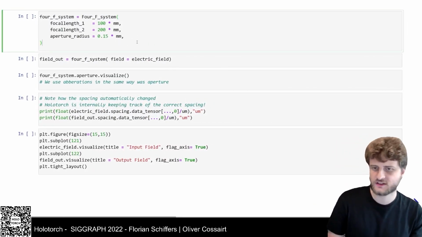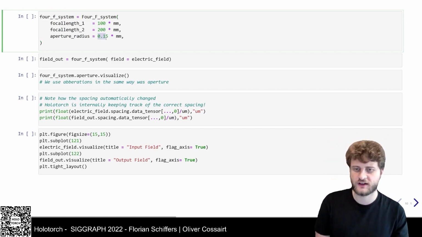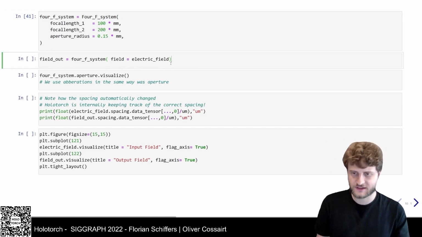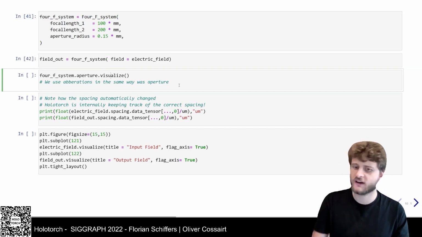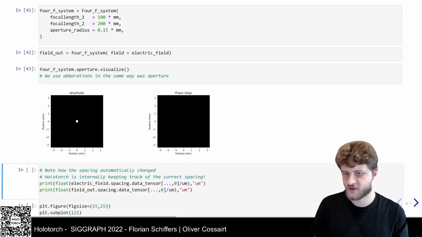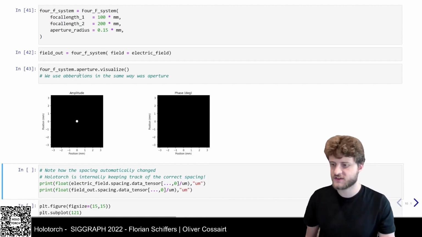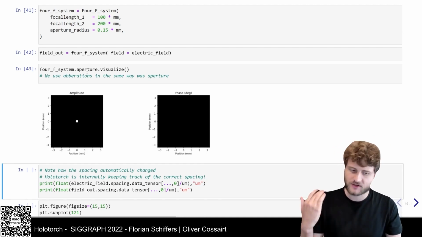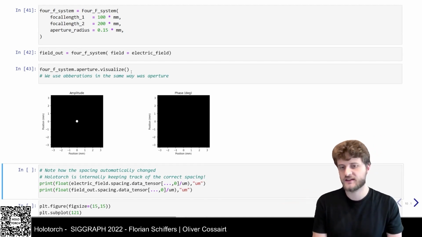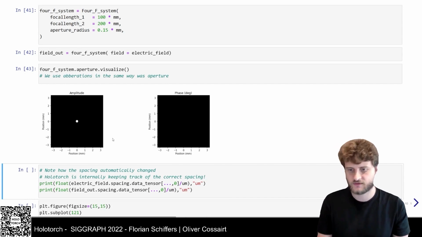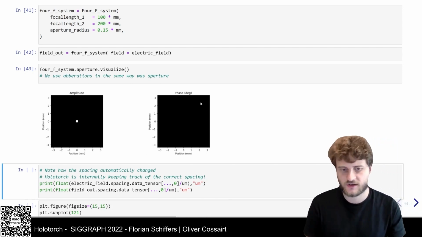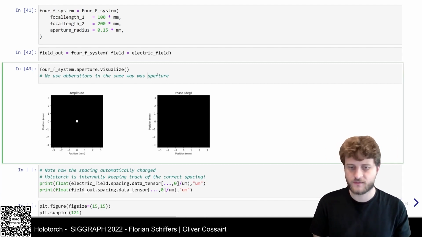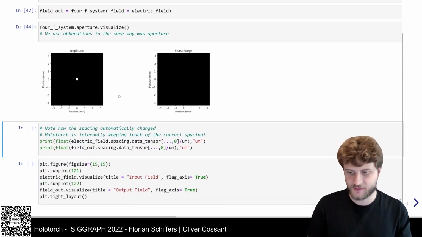In our 4F system, we just redefine it here, and put the 0.15 millimeter aperture in here. We can just pass our field in, and before we look at the output of that, let's first look at the aperture. The 4F system has a member object, which is the aperture itself. And the aperture, because this is not a PyTorch tensor but an object, again has visualization methods. For example, on the left we see the amplitude, and on the right we see the phase. Our aperture is 0 in phase, and it's a very small aperture. So there's nothing very special happening here right now.